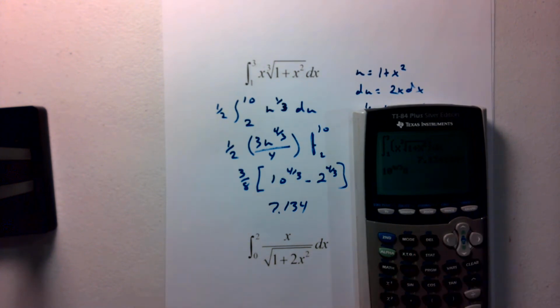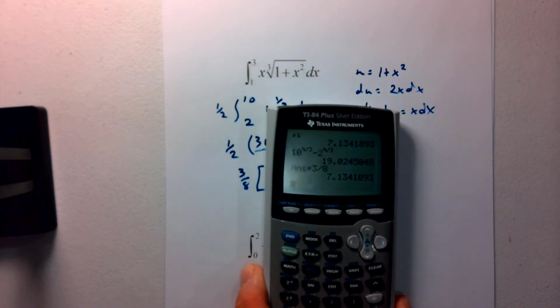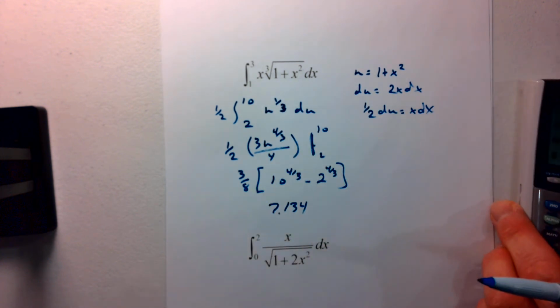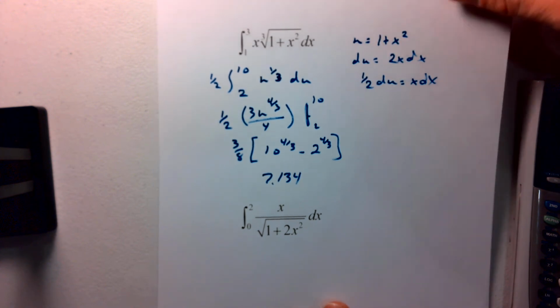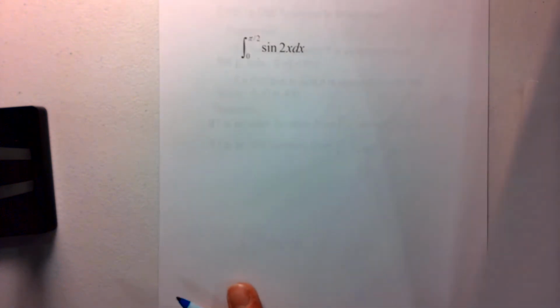I'll cross my fingers that we do. So we have 10 to the 4/3 minus 2 to the 4/3. And then we're going to multiply that by 3 and divide it by 8. And look, hey, we did. We got the right answer. Woohoo! 7.134. All right. I'm going to skip this one just for time's sake. It's going to work out very similar to the one we just did.